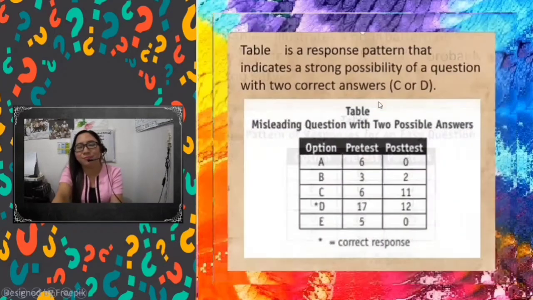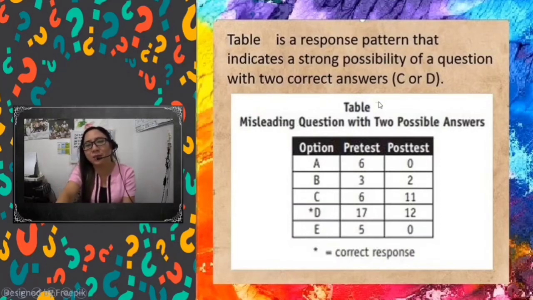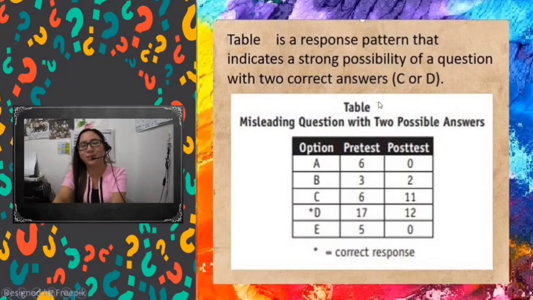Next, this response pattern table indicates a strong possibility of a question with two correct answers, C or D. This is a misleading question, where there are two possible answers in the test item. Say, for example, this one. They are confused about what the correct answer is. The correct answer is letter D for that example.